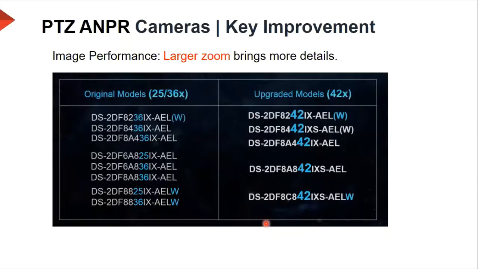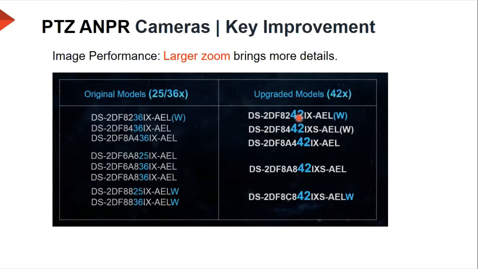All right, so key improvements. You can see that we've upgraded the older models, the 25 and 36 times zoom models, up to 42 times zoom now. So we've got to bring you a much larger zoom capability in these cameras. And you can see the optical zoom ratio is determined by the model number. So those two characters in the model number will determine the zoom ratio.